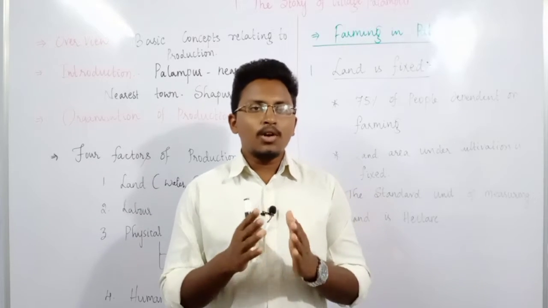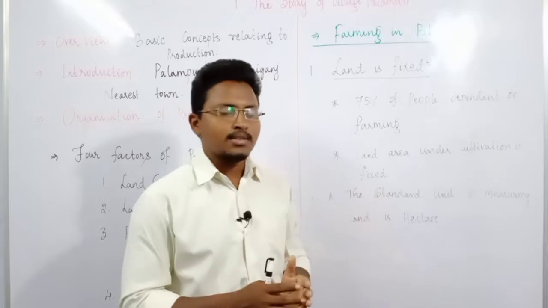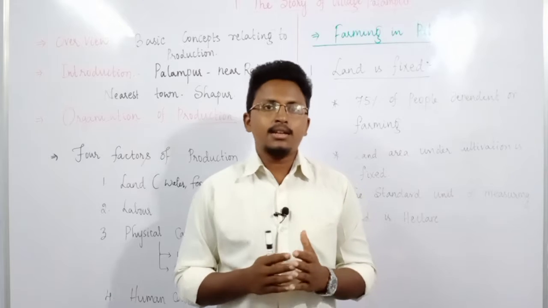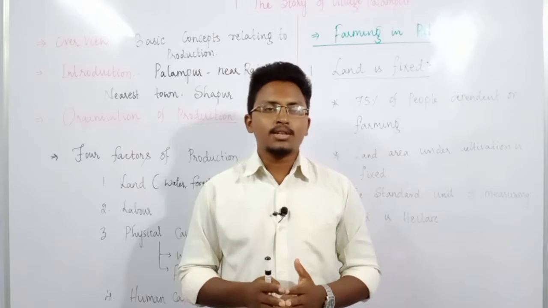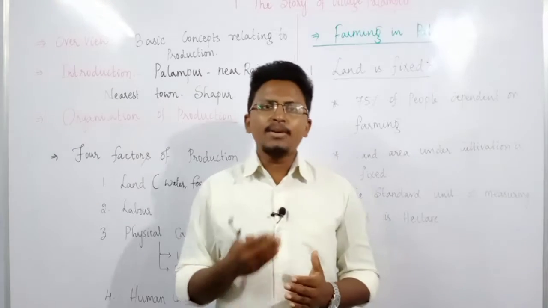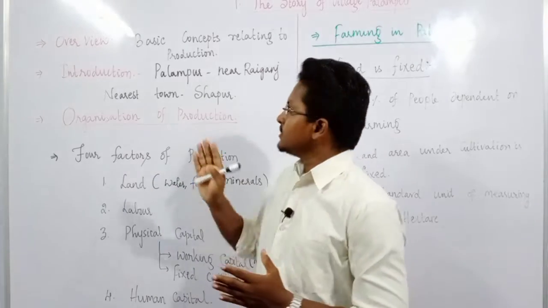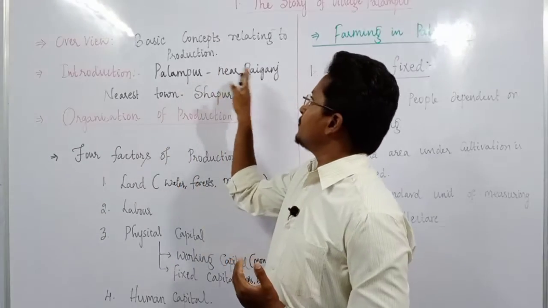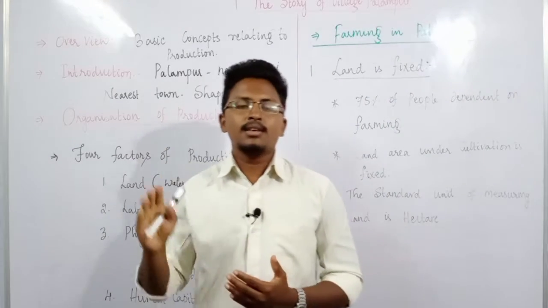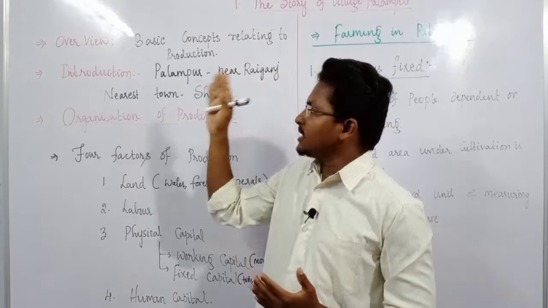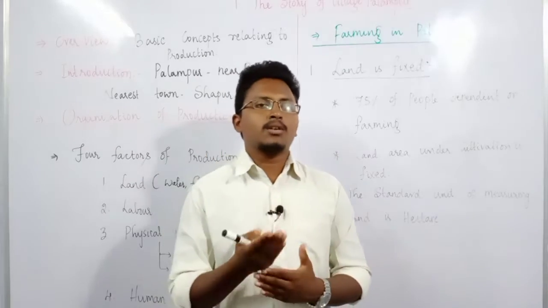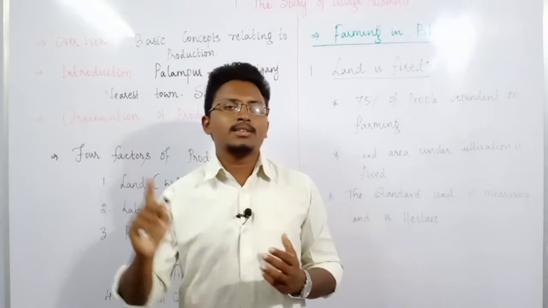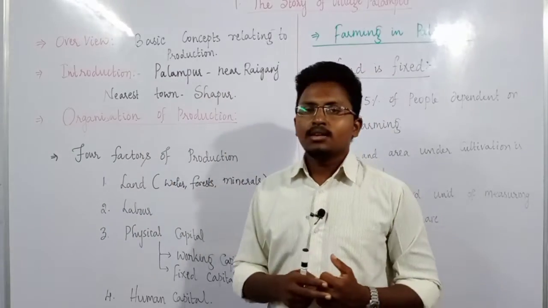Overall, what we are going to learn from this chapter is how production takes place, and what factors are responsible for the process of production. Some basic introduction about this village: Palampur, an imaginary village, is located near a very big village known as Raiganj. Raiganj is also very close to a town known as Shahpur. And Palampur is 3 kilometers away from Raiganj.